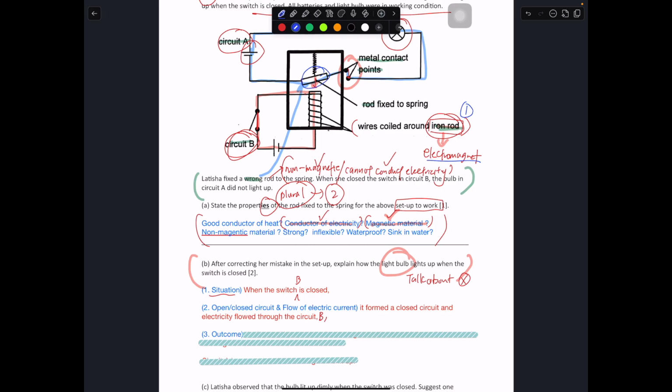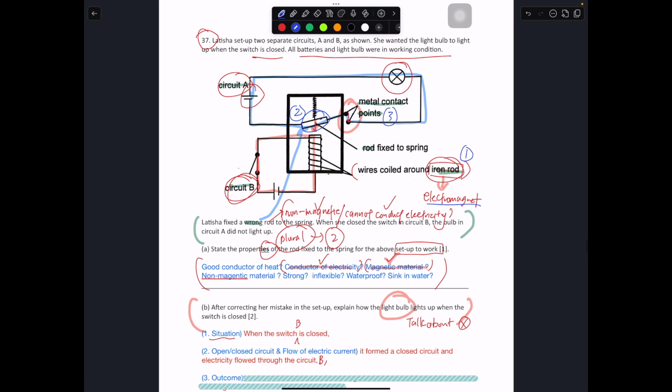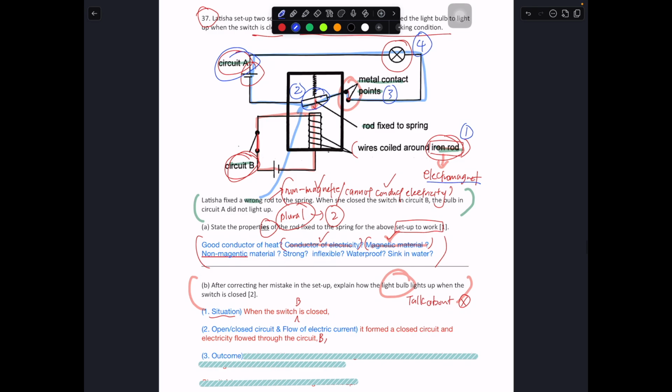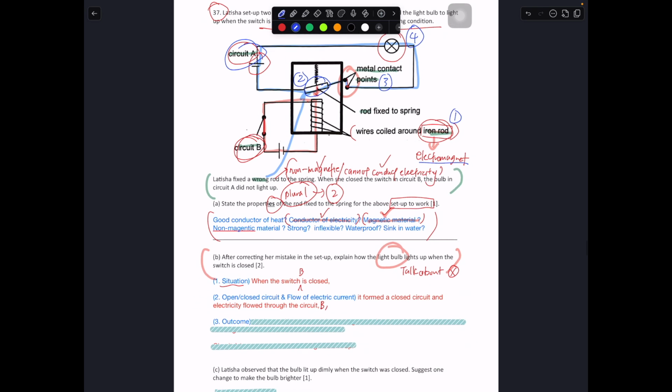This thing becomes attracted. The metal contacts touch each other, form a closed circuit in circuit A, and after that, the light bulb lights up. So these are the 4 key ideas behind how the circuit works. So you can talk about this in this manner. The iron rod becomes an electromagnet, attracts the rod downwards, causing both contacts to touch each other. Circuit A becomes closed. When it becomes closed, the light bulb lights up.